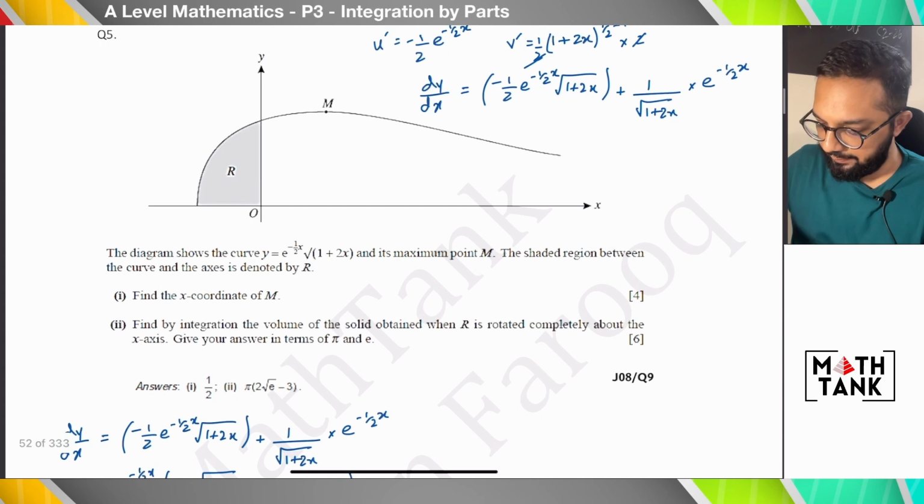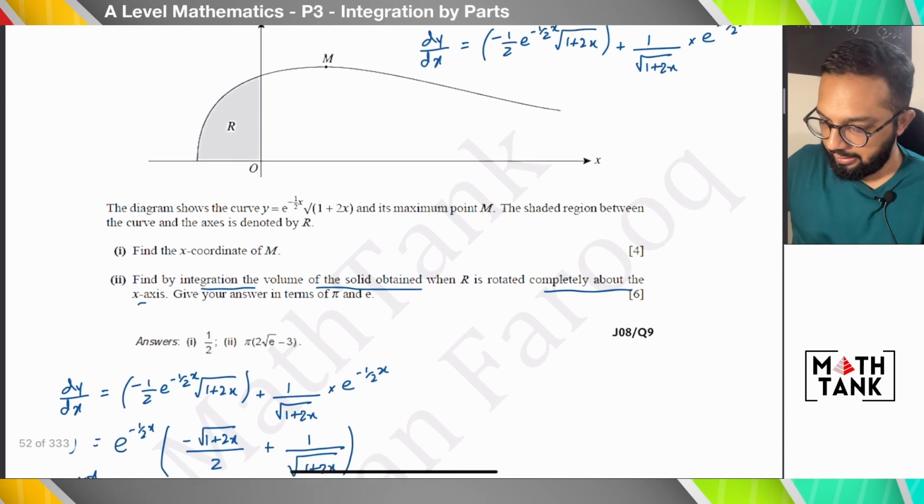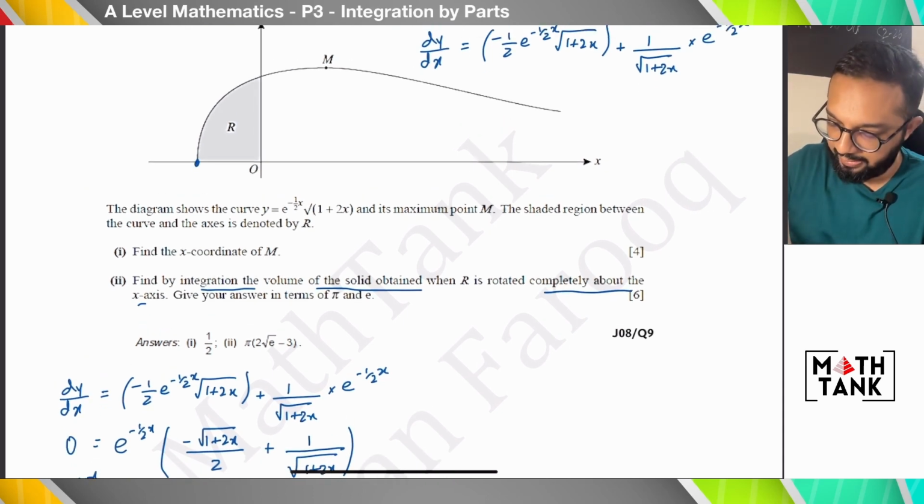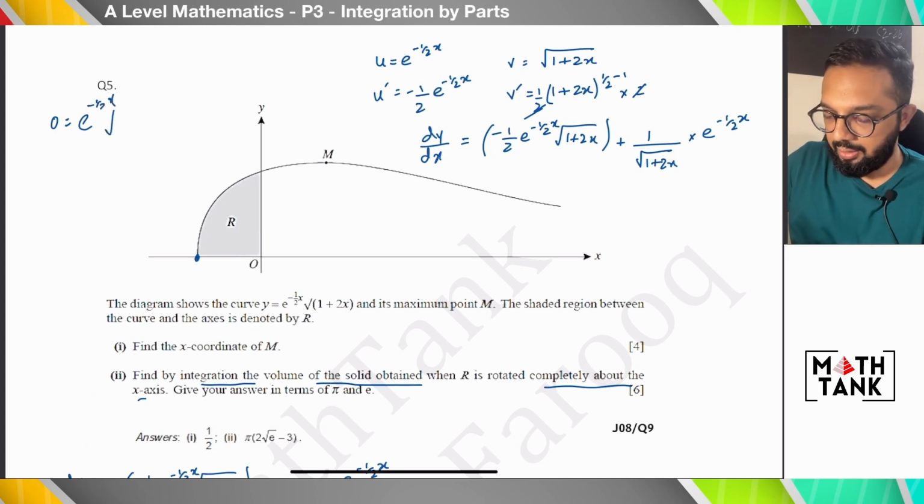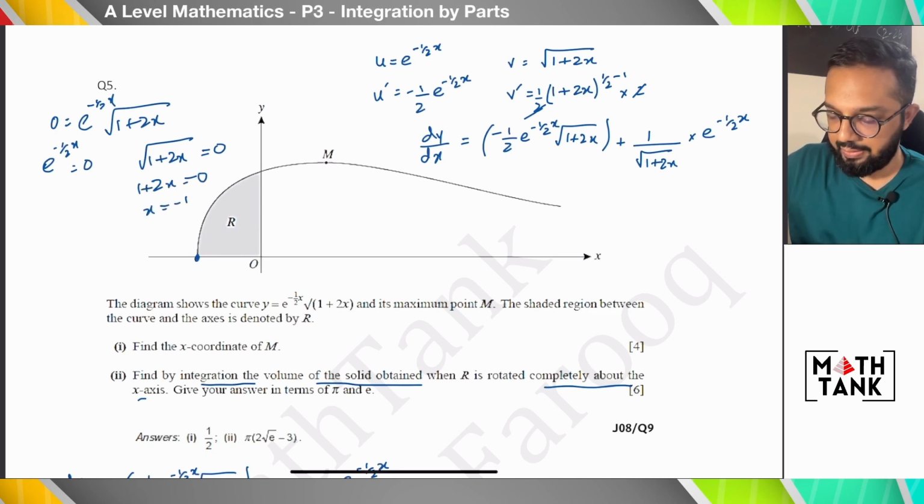Then for part 2, it says find by integration the volume of the solid retained completely above the x-axis. So I need to know this point first so that I know the limit. So what I'm going to do is first equate the curve to 0 and find the x-intercept. I have either this equals 0 or that equals 0. So I have 1 plus 2x equals 0, x equals minus half from here. So this is minus half. This is not possible.